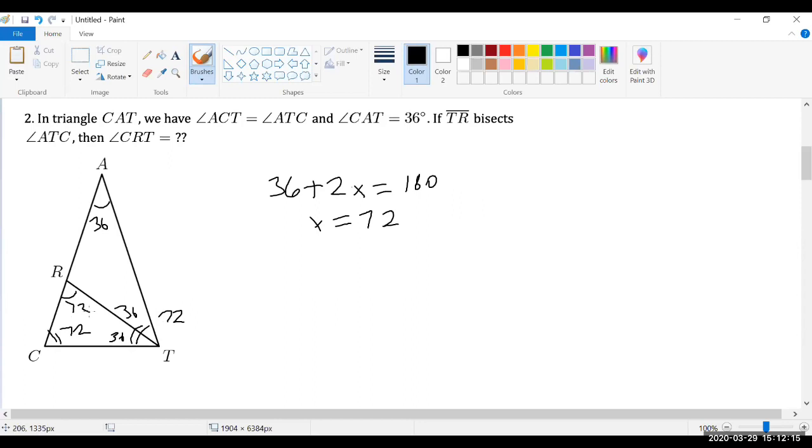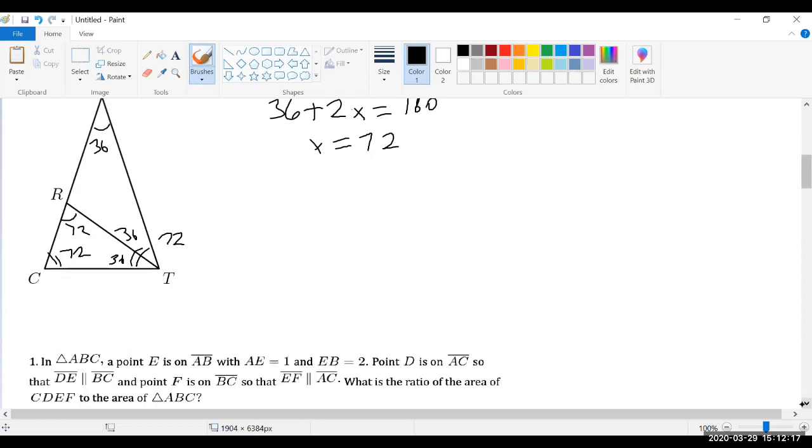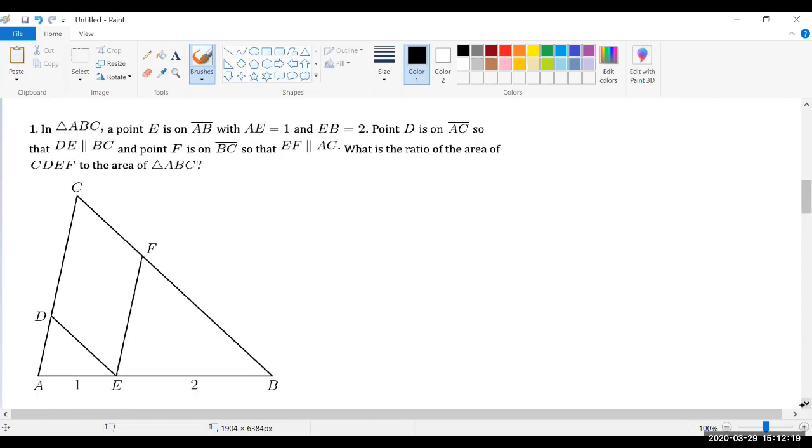All right. So hopefully that was straightforward too. These are typically questions that you find on early AMC8 problems.